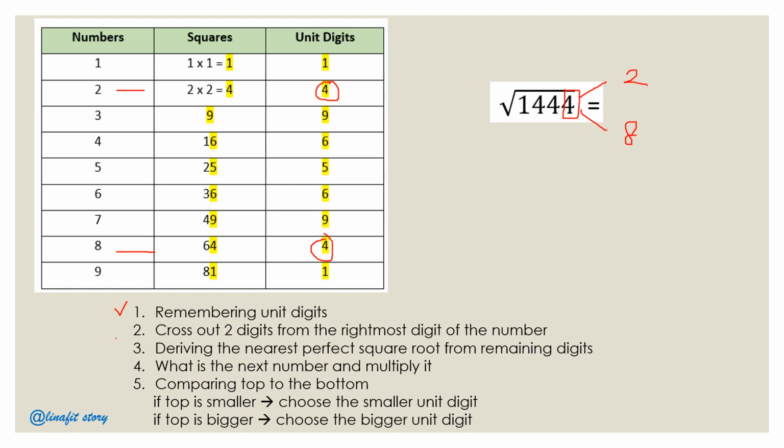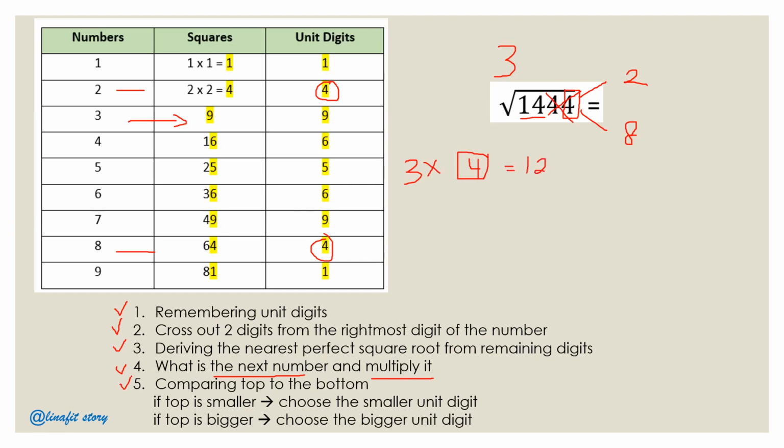Step number 2, cross out 2 digits from the rightmost digits of the number. Step number 3, deriving the nearest perfect square root from remaining digits. The remaining digits is 14. The nearest square root of 14 is 3. Step number 4, what is the next number and multiply it. The next number after 3 is 4. 3 times 4 is 12.